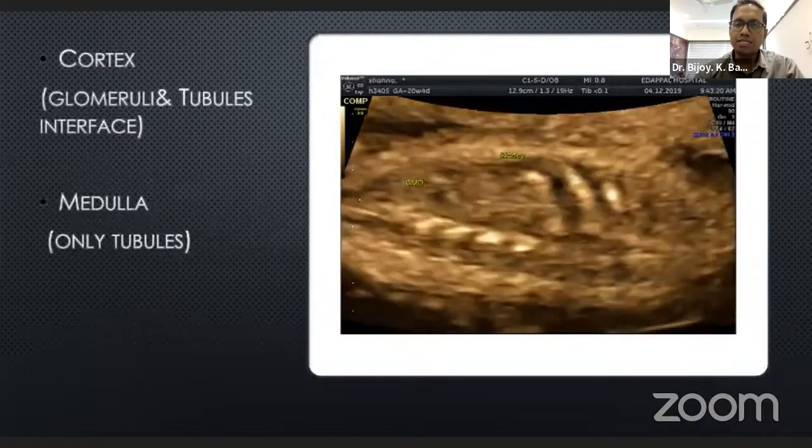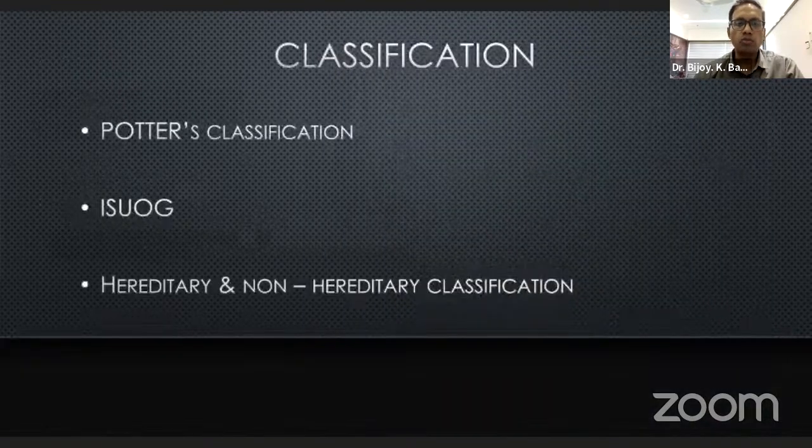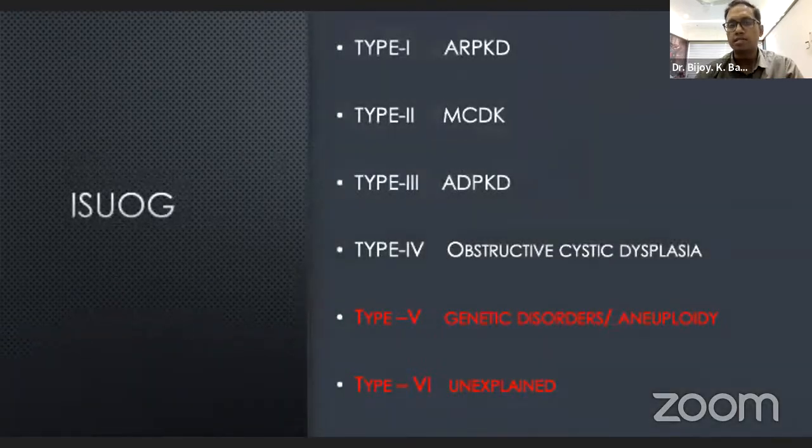From there, when you see a cystic renal disease, the next important thing to do is to classify it. There are different classifications out there. I'm going to concentrate on one, the ISWAG classification of renal cystic diseases, where type 1 would be ARPKD, that is autosomal recessive polycystic kidney disease. Type 2 would be MCDK, type 3 ADPKD, type 4 obstructive cystic dysplasia, type 5 where the cystic disorder of the kidney points towards a genetic disorder or aneuploidy, and lastly, an unexplained group of renal cystic disorders.